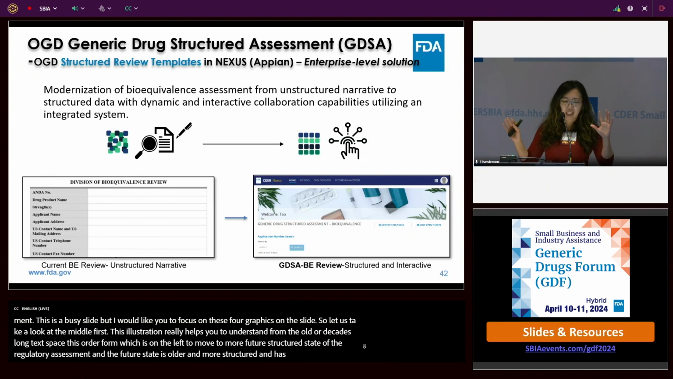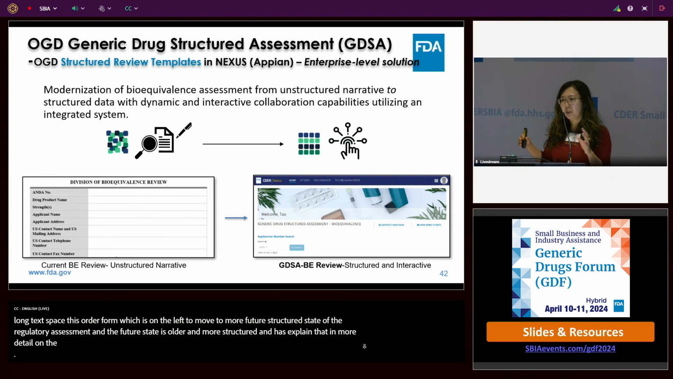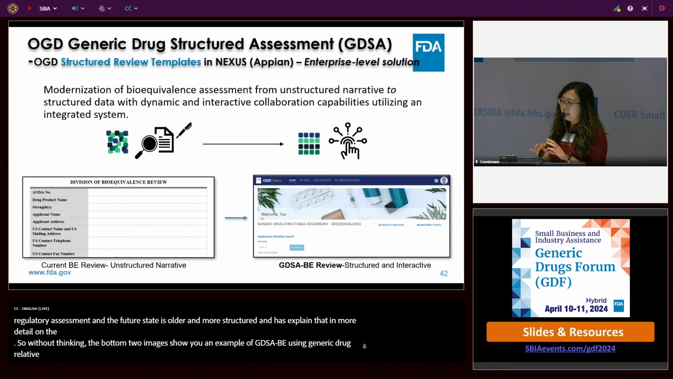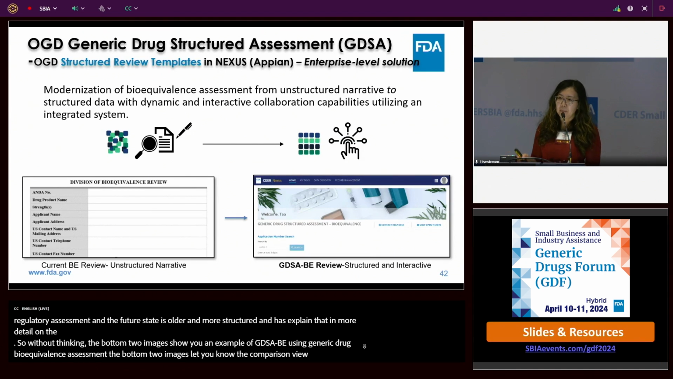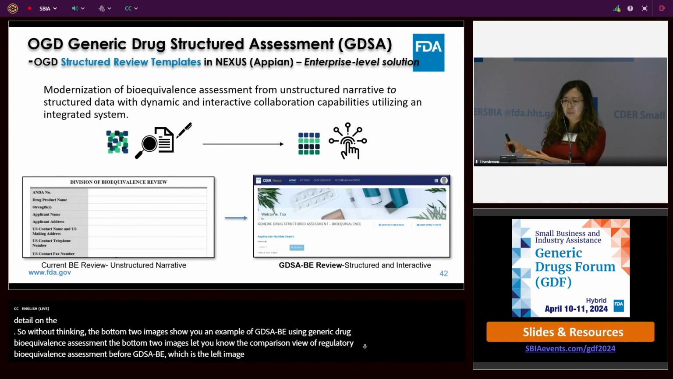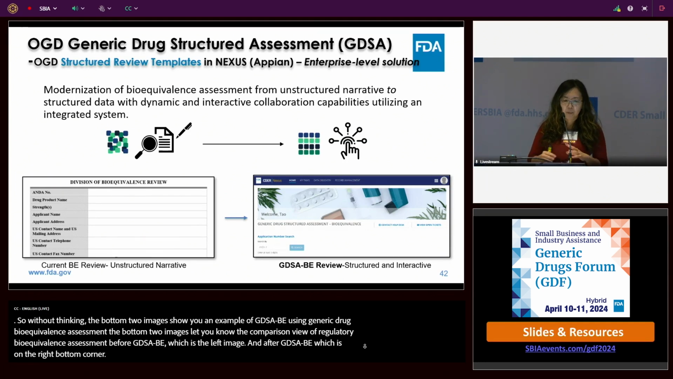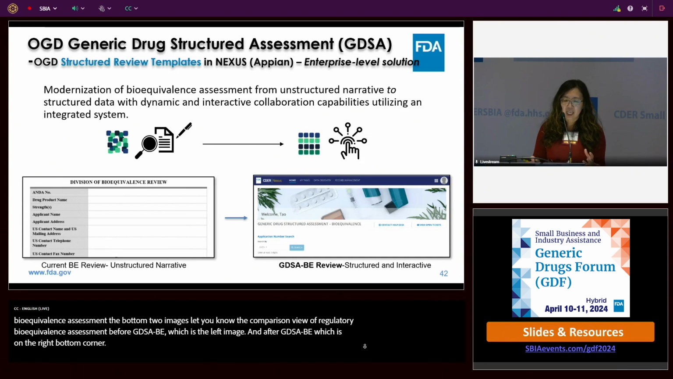So with that thinking, the bottom 2 images will show you an example of GDSA-BE, using generic drug regulatory bioequivalence assessment as an example. The bottom 2 images let you see the comparison of regulatory bioequivalence assessment before GDSA-BE, which is the left image, and after GDSA-BE, which is on the right bottom corner. Before GDSA-BE, the bottom left image is a snapshot of our regulatory assessment for bioequivalence.